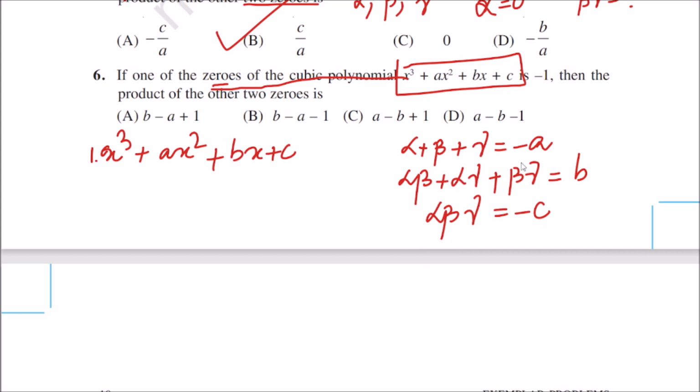So these are the relations. Here it is given that one of the zeros is minus 1. So let us take alpha is equal to minus 1. Then what do you have to find? You have to find the product of the other two zeros, beta gamma, in terms of b minus a plus 1, b minus a minus 1, a minus b plus 1, a minus b minus 1. So let us begin.